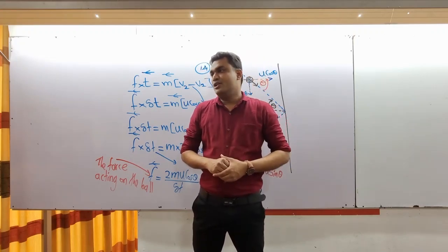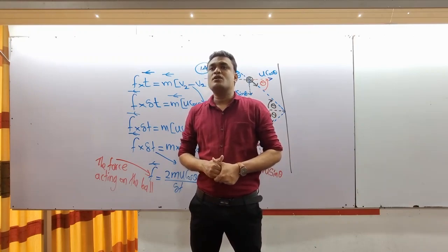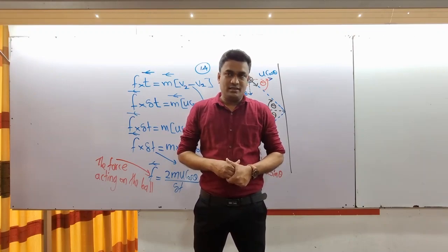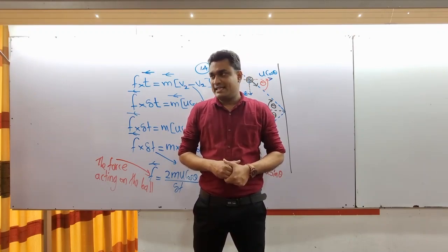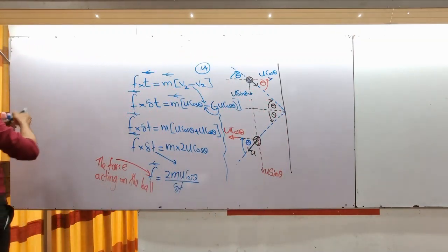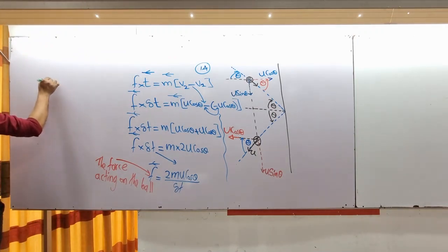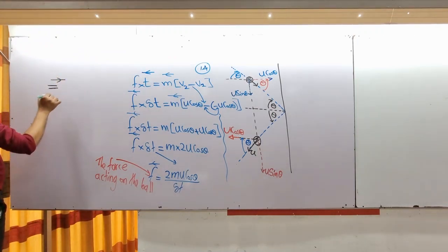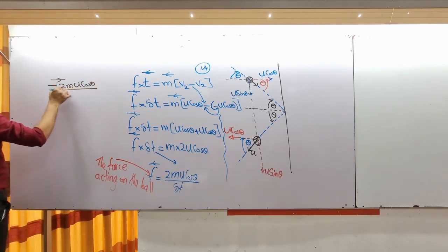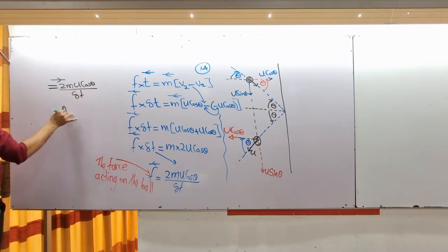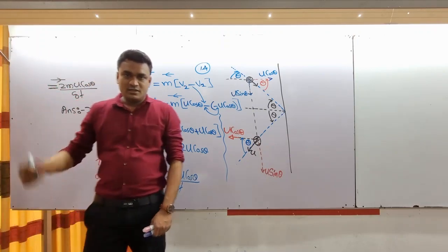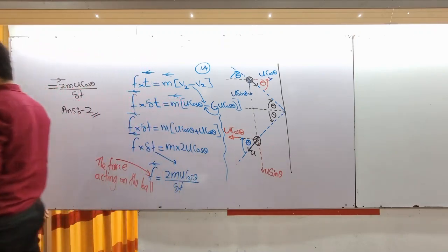Leave a line and write the equation. Therefore, the force acting on the wall equals, direction should be to the right hand side. The magnitude will be the same, 2 mu cos theta divided by delta t. Therefore, the second choice is correct. Write the answer, read my description, check whether you can understand.